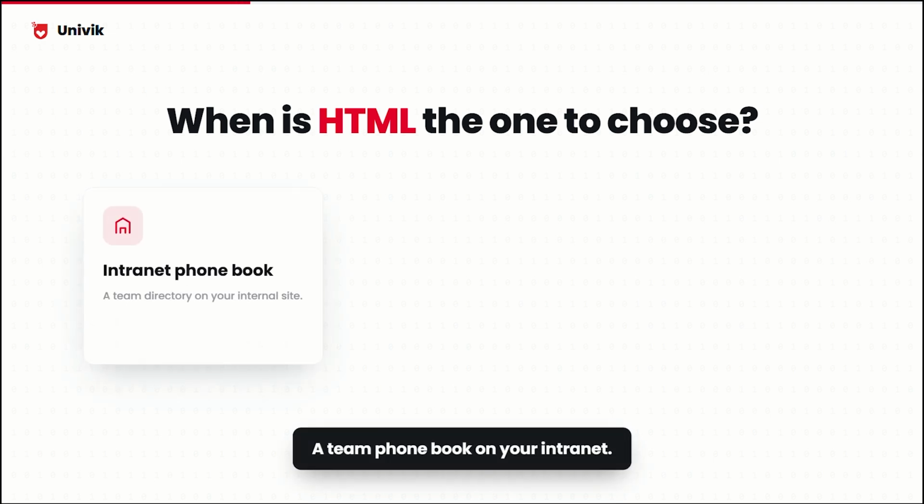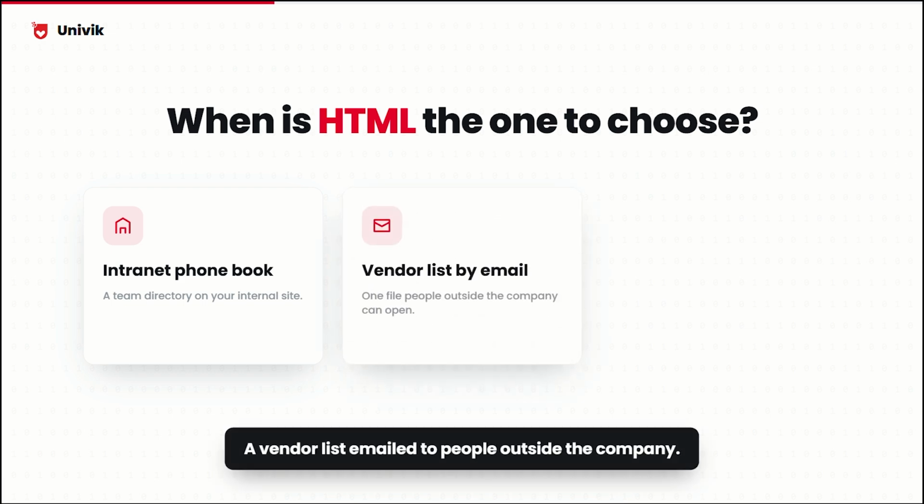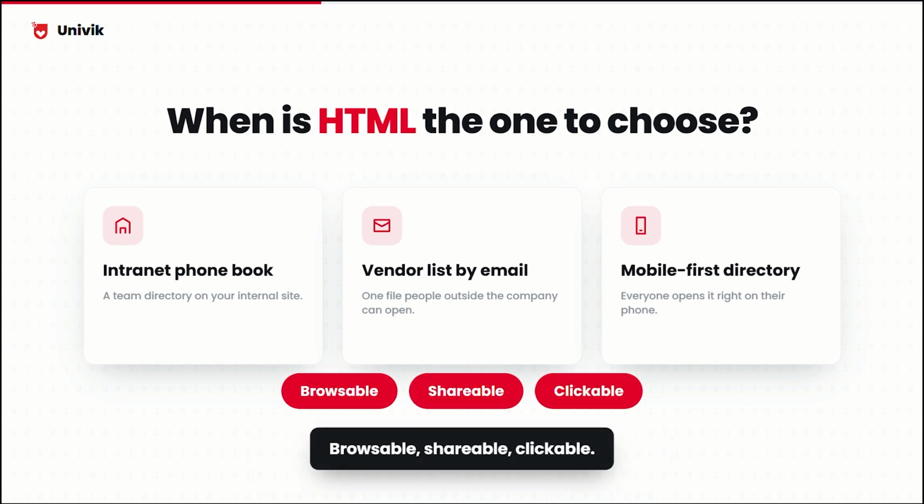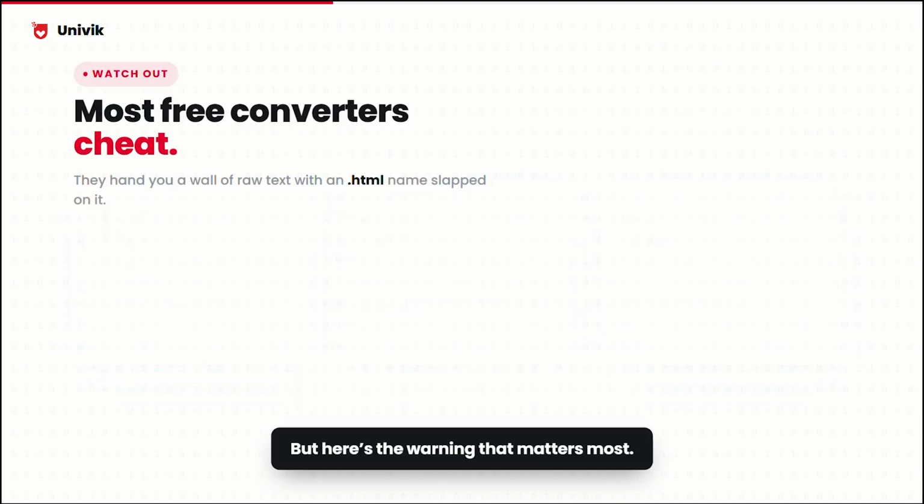A team phone book on your intranet. A vendor list emailed to people outside the company. A directory everyone opens on their phone. Browsable, shareable, clickable. But here's the warning that matters most.